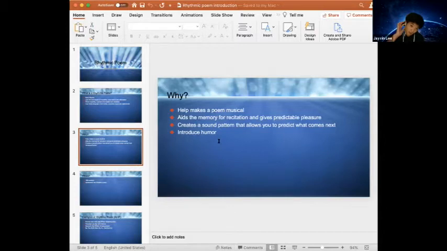Next, why do you write a rhythmic poem? Why does it needs to rhyme? Because it helps make a poem musical. It aids the memory for recitation and gives predictable pleasure, and it creates a sound pattern that allows you to predict what comes next. And it can also introduce humor.